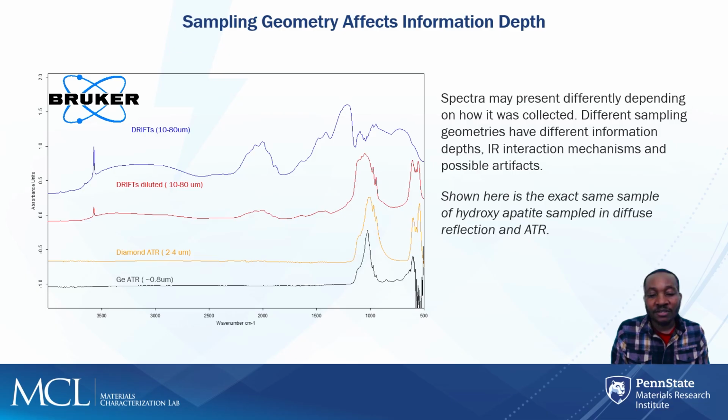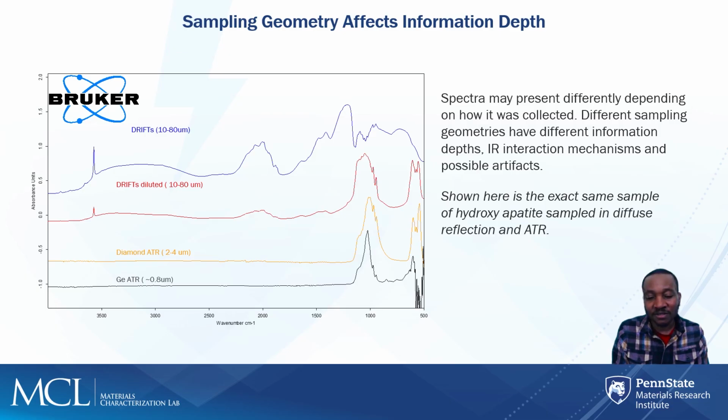And you'll notice that you've got peak ratios at around 1,000 wave numbers, where you see a few peaks there, what looks like a little bit of sharp peaks on the right-hand side of that main peak that are pretty apparent with diamond ATR. But if we move to germanium ATR, you'll notice that the ratio of those peaks has changed.